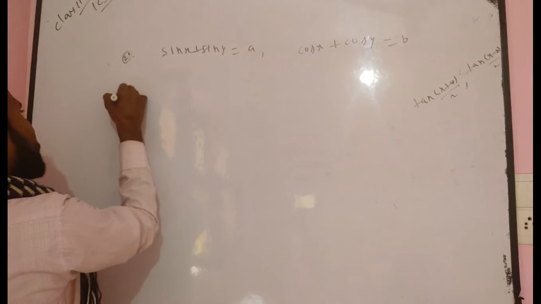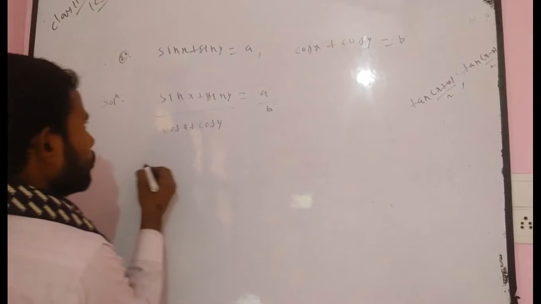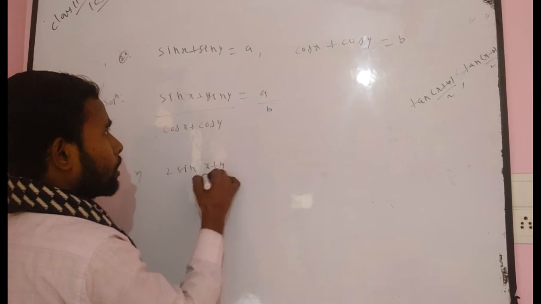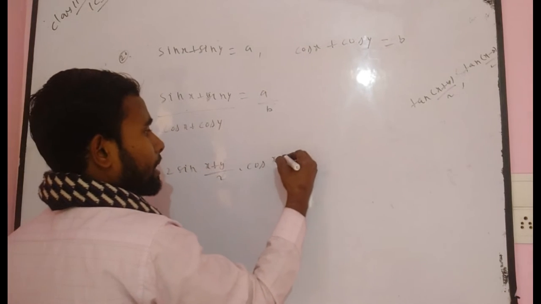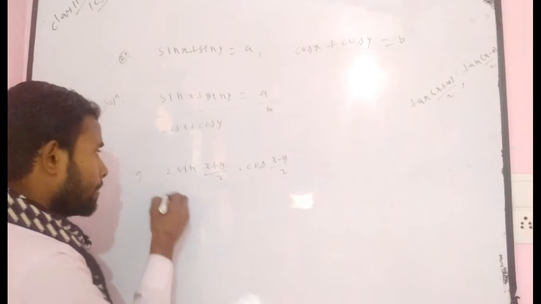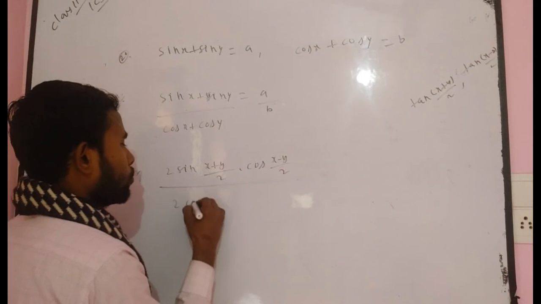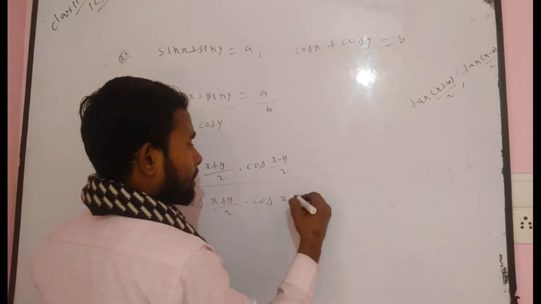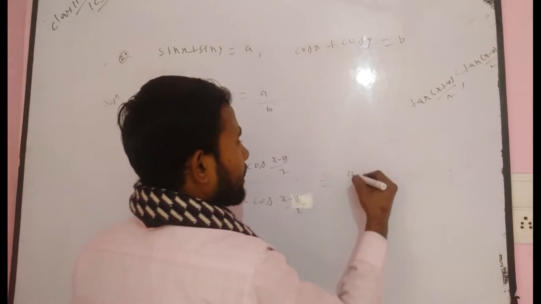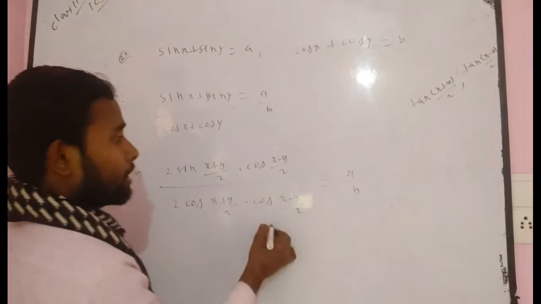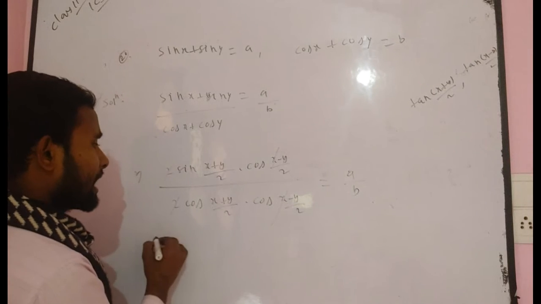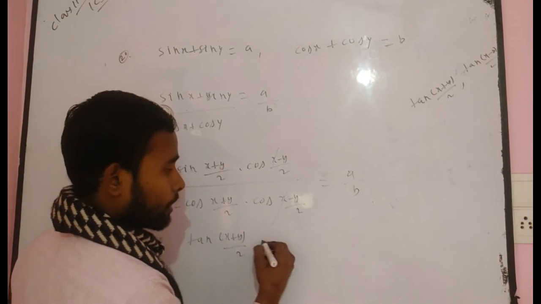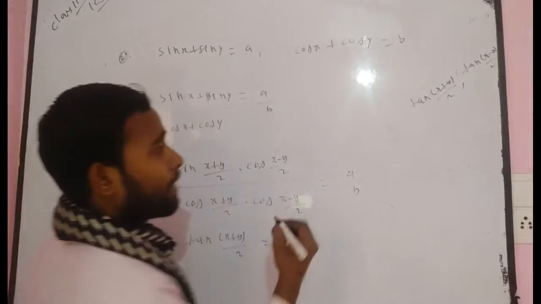How can you solve it? If you divide this way, then you get sin (c+d)/2. That means 2 sin (c+d)/2 into cos (c−d)/2 divided by, in the denominator, 2 cos (x+y)/2 into cos (x−y)/2 is equal to a by b. Here this term will be cancelled, and 2 and 2 cancel again. Finally you get tan (x+y)/2 is equal to a by b. This is your final answer.